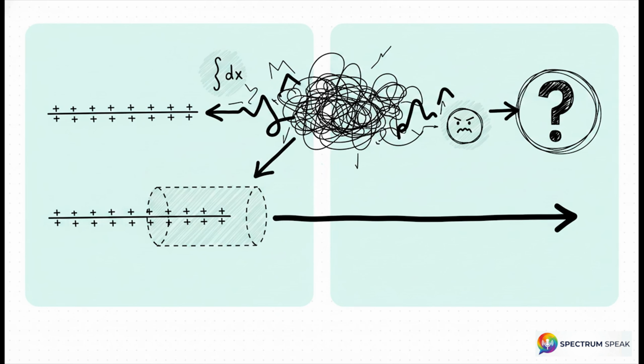So let's see this thing in action. Let's take an infinitely long line of charge. Remember that nasty integral from the beginning? That's the hard way. Now look at the right. That's the Gauss's law approach. There's no integral in sight, just a nice simple algebraic result. So let's walk through it step by step.